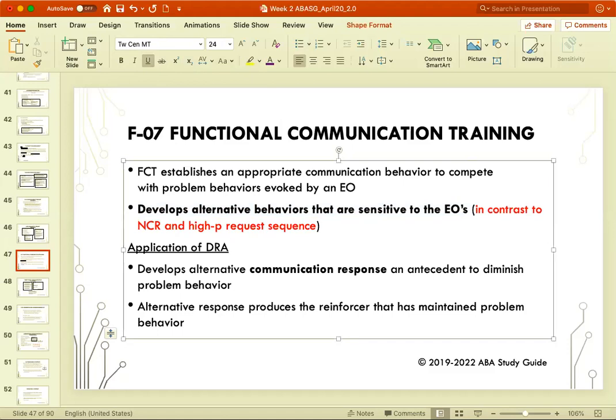Your application of DRA develops an alternative communication response as an antecedent to diminish problem behavior. So this is why your FCT is an antecedent manipulation, or excuse me, antecedent intervention. We're going to develop a better communicative response in order to decrease the problem behavior.